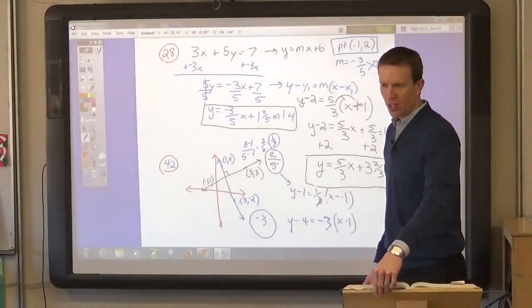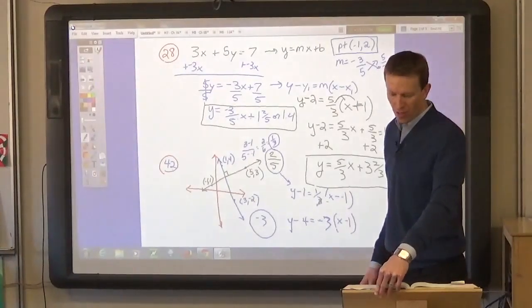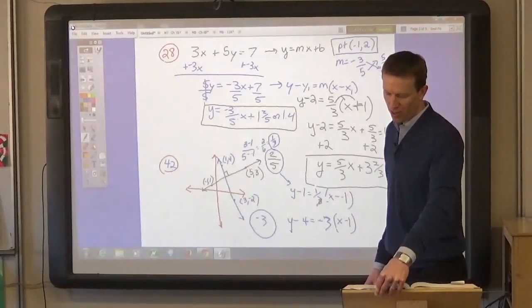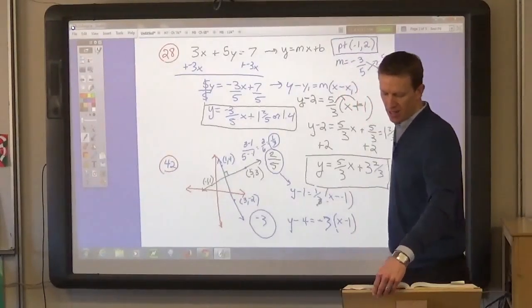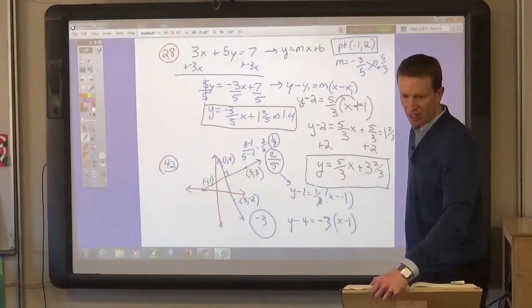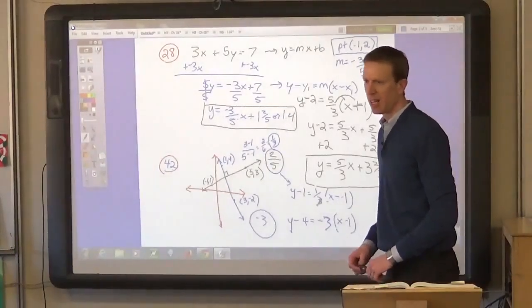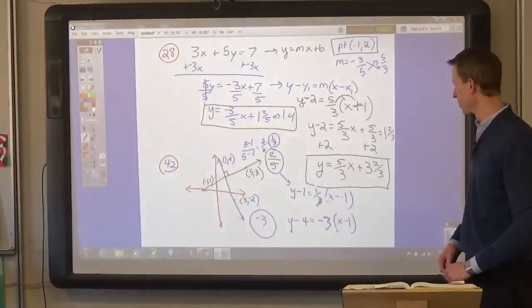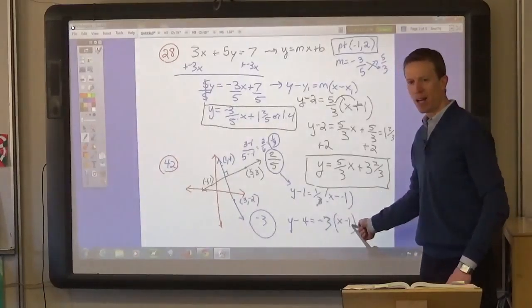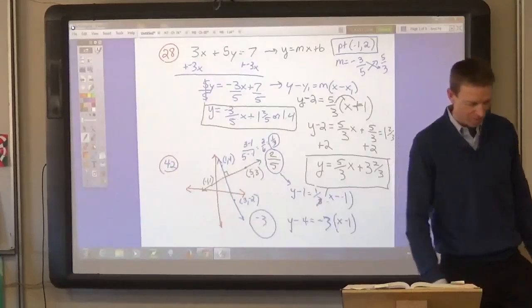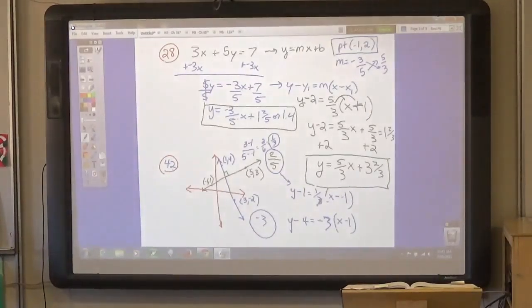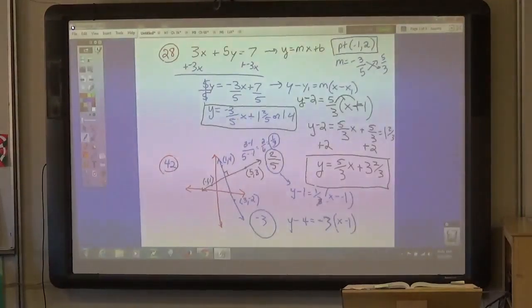So your equations should be y equals 1/3 x plus 4/3. And the second one should be y equals -3x plus 7. You add, you get +3 and then add 4, you get 7. Okay? Alright, those are some sample problems.